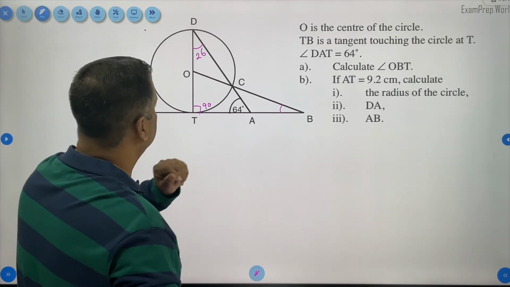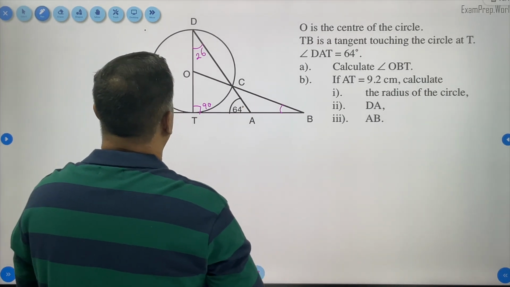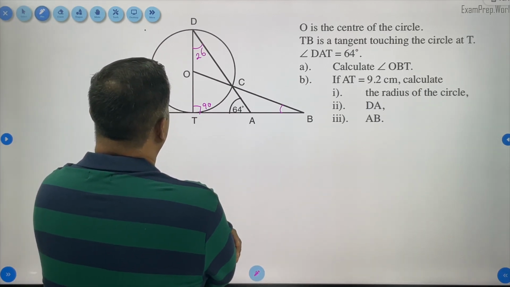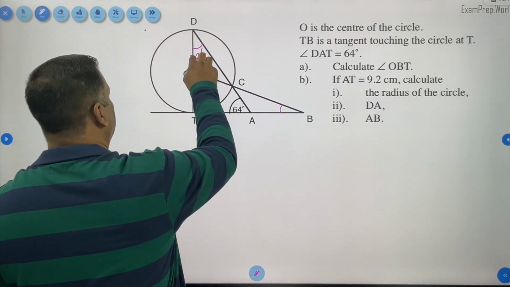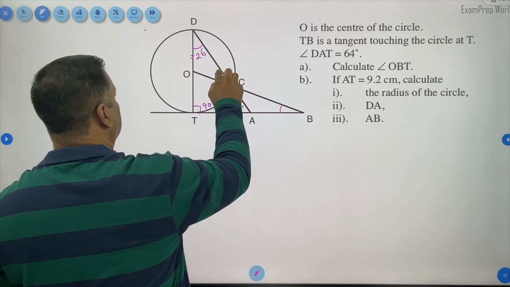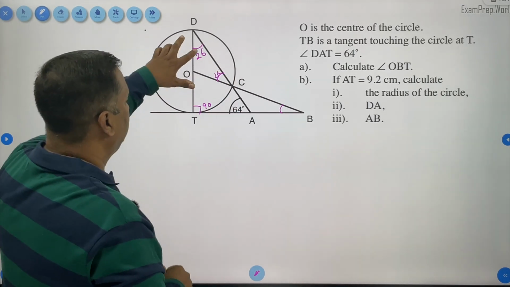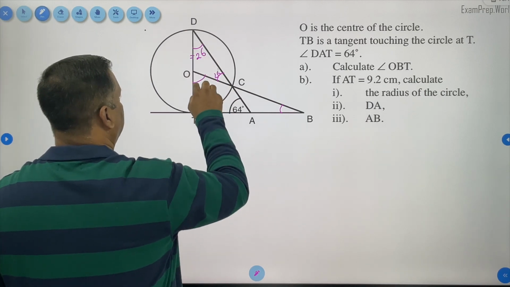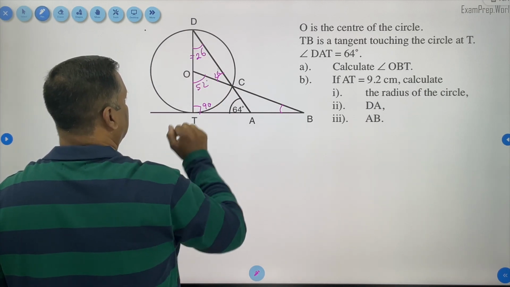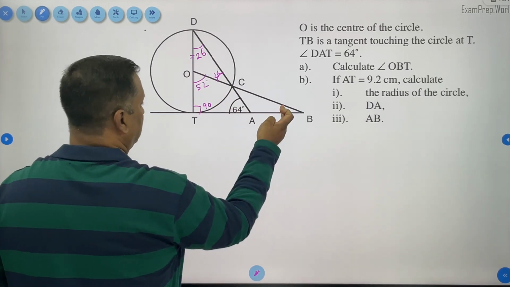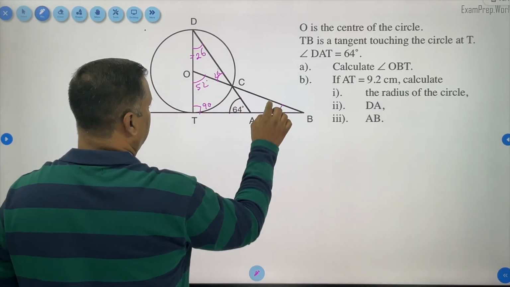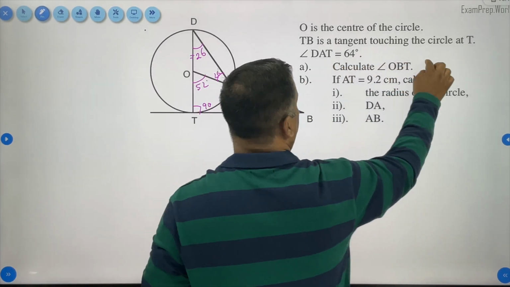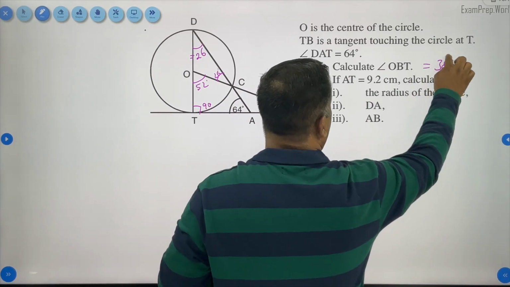How do we find this? So this is 26. Now this is an isosceles triangle. This is also 26. Okay. Now if these two are 26, this will be how much? 52. Now 90 and 52, this has to be 90 minus 52, which is 38. Done. 38 degrees.